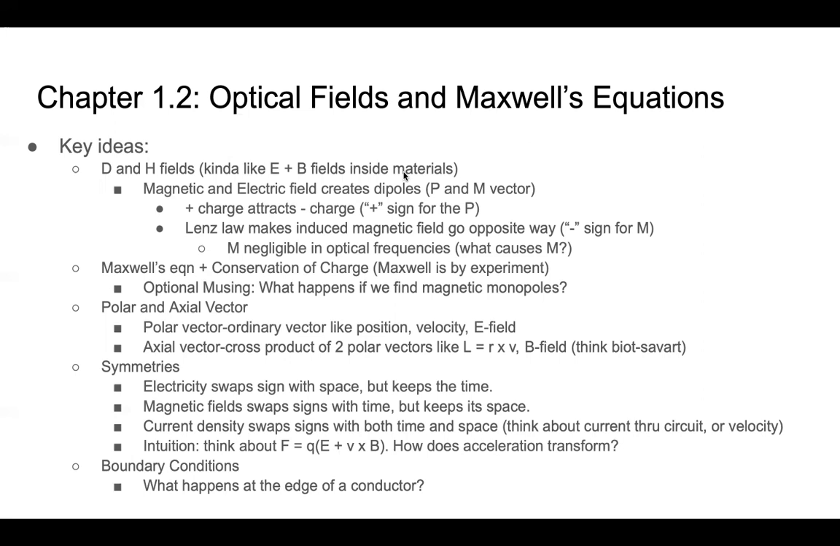Basically, the magnetic and electric fields make dipoles, so you get the P vector and the M vector. The reason you have a plus sign for the polarization vector is because the plus attracts the negative charge, and you add it together to get the D field. Lenz's law makes the induced magnetic field go the opposite way, so you have a negative sign for the magnetization. And normally the magnetization is negligible at optical frequencies.